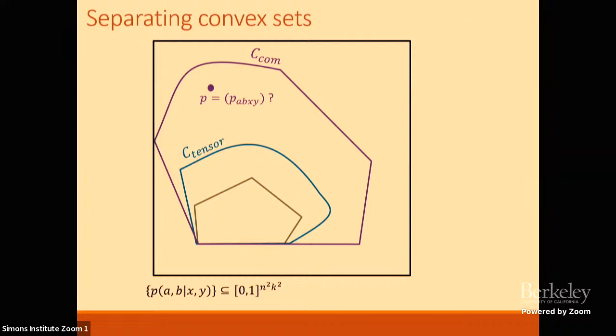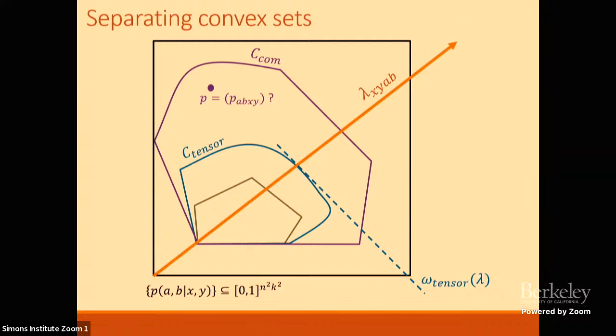So I can draw a linear function like this. And given a linear function, I can ask what's the maximum that the linear function takes over any of the convex sets that are in the picture. I can give a name to this maximum. So this omega is the maximum over the first quantum set, the one that's modeled using tensor product. This is the maximum over the second one, the one that's measured using commuting operations. And if we could just find one linear function such that we can show that these two optima are distinct, we'd be done. So then you say, okay, why don't you do this, right?